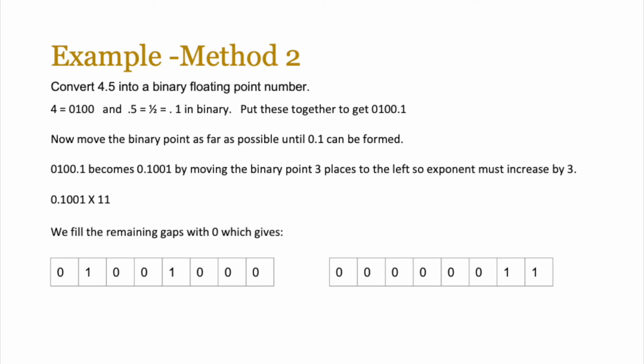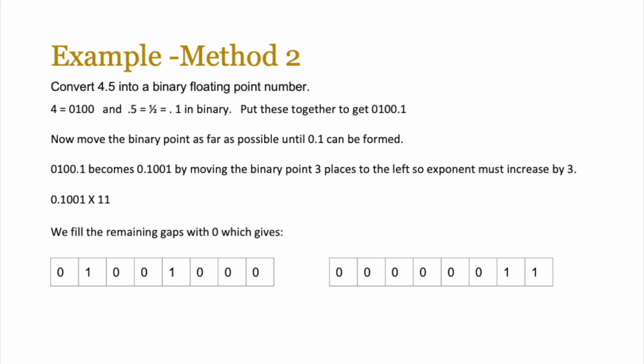Now when we put these together, we get 0, 1, 0, 0, dot 1. Now floating point representation expects the binary point to be right after the sign bit. Therefore, this binary point needs to move 3 places to the left, so it comes after the first 0. So 0, 1, 0, 0 binary point 1 becomes 0 binary point 1, 0, 0, 1 by moving the binary point 3 places to the left. So the exponent in this case must increase by 3. So you can see what's happening here. We end up with the same answer.